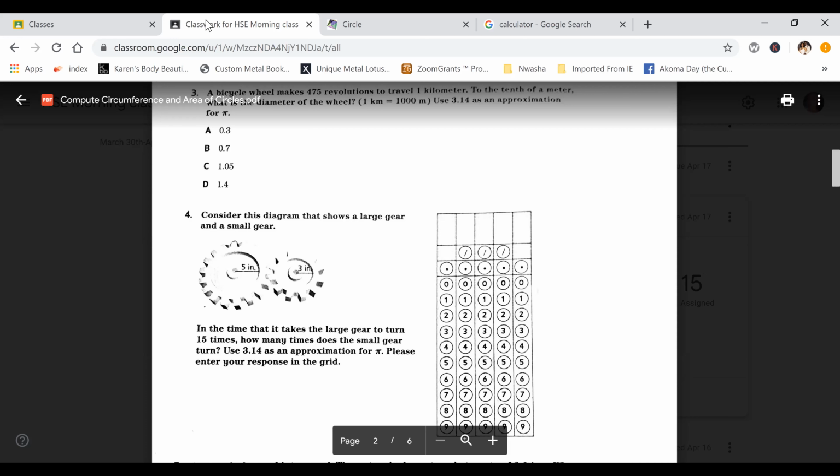So now underneath it says, in the time it takes the large gear to turn 15 times, how many times does the small gear turn?